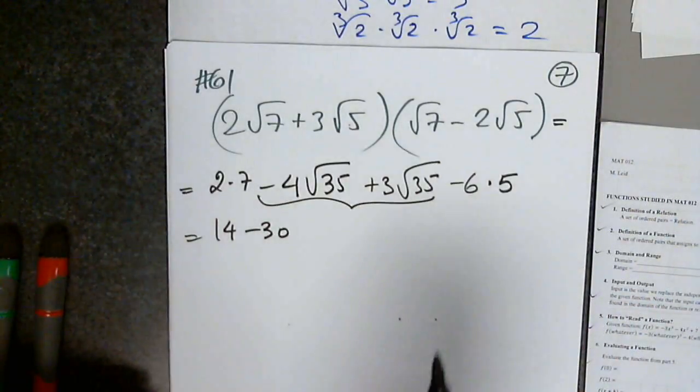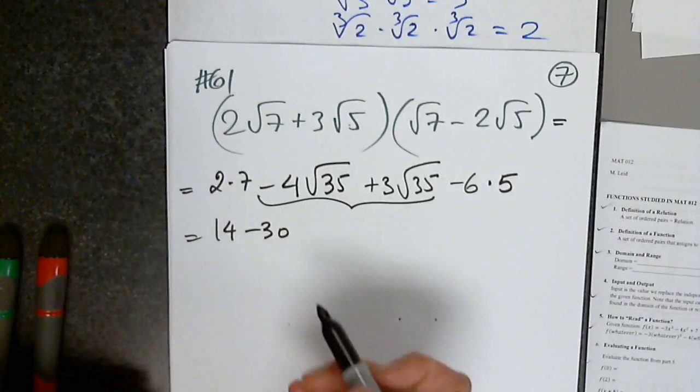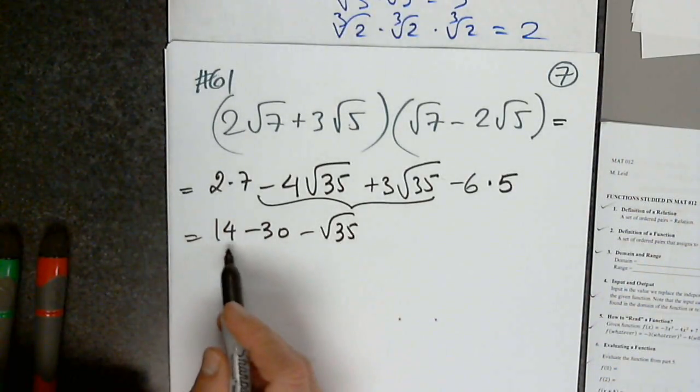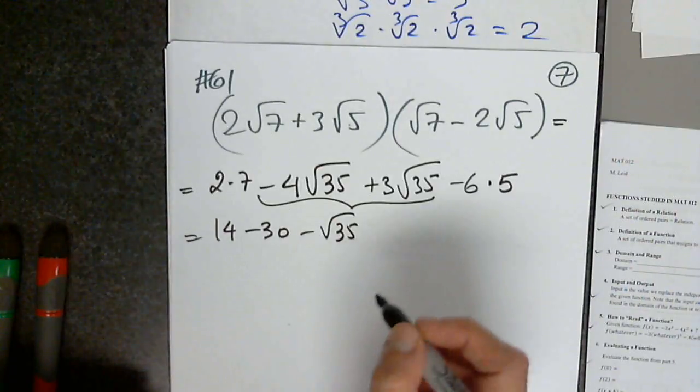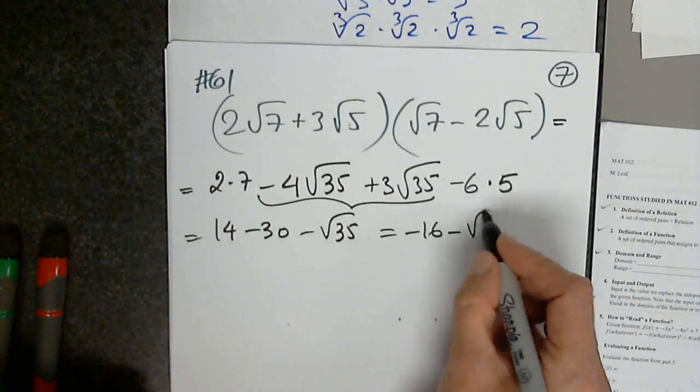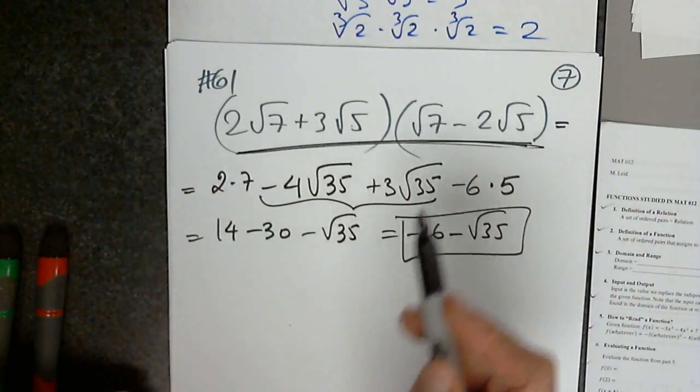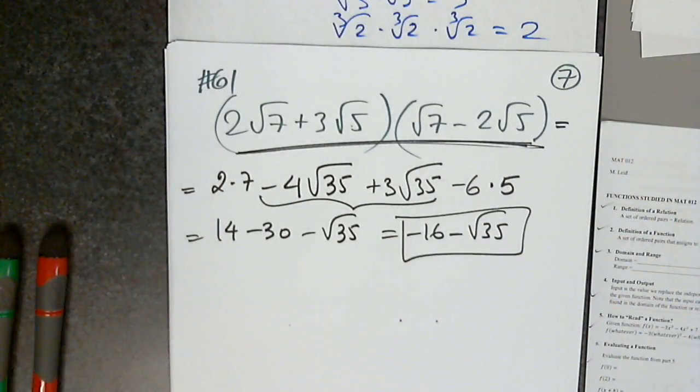And these are like radicals. I can combine them. Negative 4 plus 3 is negative the square root of 35. And here I have negative 16. So negative 16 minus the square root of 35 is the simplified form of this product. Do we agree with that? Every step? Is that clear? Okay.